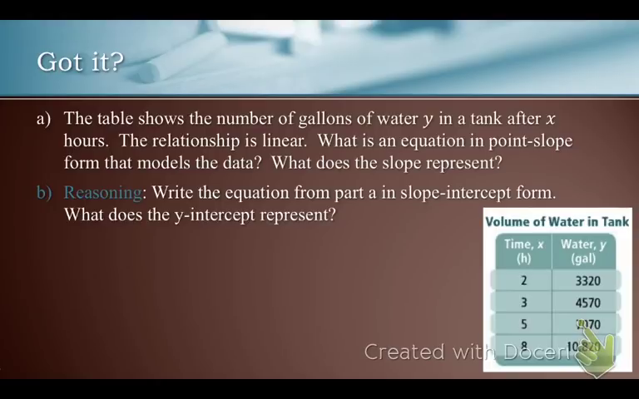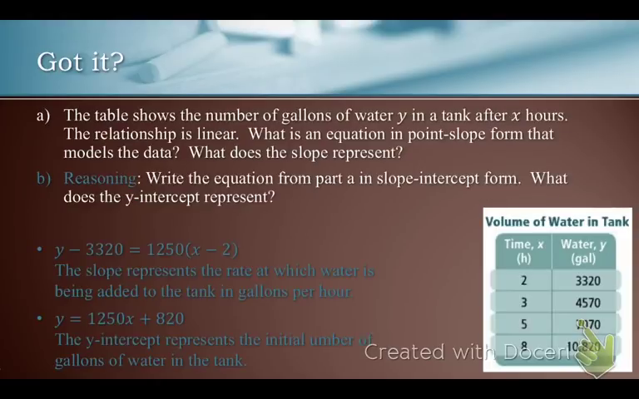All right, welcome back. Hopefully you've got some things down and this is making quite a bit of sense here. We've got our answers here. The table shows a number of gallons of water Y in a tank after X hours. The relationship is linear. Write the point slope form first, and it does ask what the slope represents. The point slope form using the first point in your data table, Y minus 3,320 equals 1,250 X minus 2. You could have used different points and your equation could look a little bit different there, but I chose to use the first one, so that is what mine looked like.